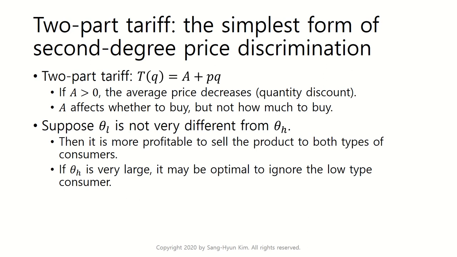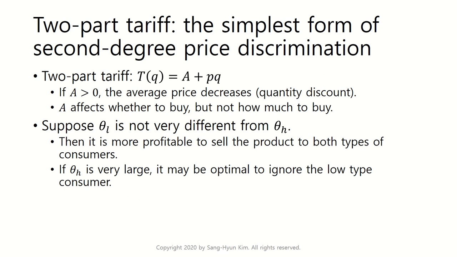Okay, so the total payment T is A plus P times Q. You have seen in many microeconomics courses the situation where A equals 0. If A is 0, then the tariff increases linearly from the origin. That's called linear pricing, or sometimes uniform pricing. But here it is slightly nonlinear because we have some positive A.